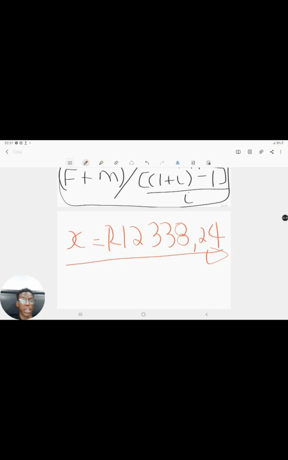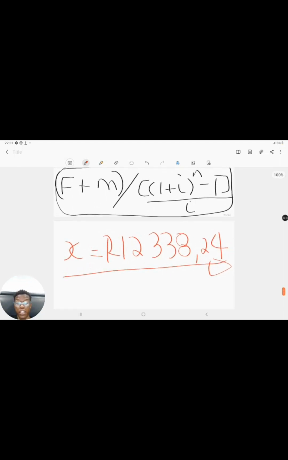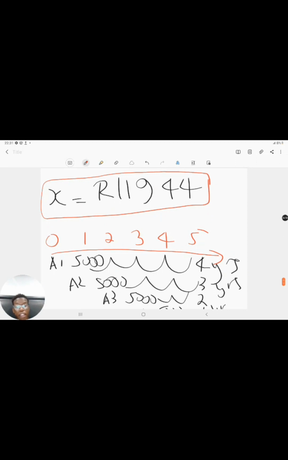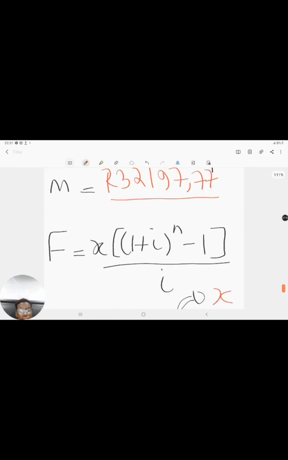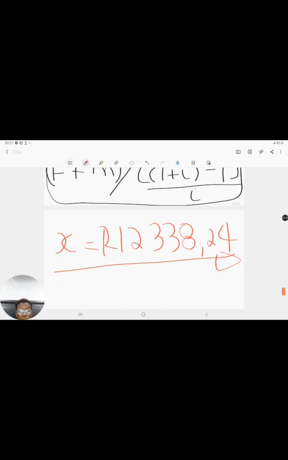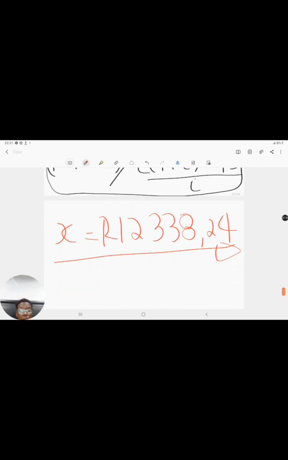in order to still be able to buy the tractor at the end of 5 years. Okay, and my answer is bigger than the 11,000 that we calculated before. That is what I was expecting. It's bigger than this 11,944 that we calculated before, so I'm happy. So at least it gives me a little bit more confidence in my answer. I might have made a calculation mistake somewhere, but the answer that I'm getting makes sense, so I'm happy. I'm going to stick with my answer.